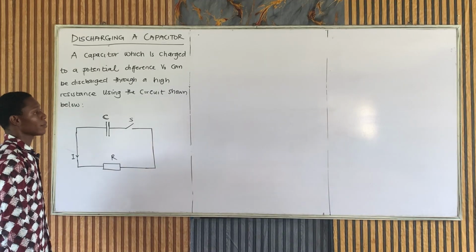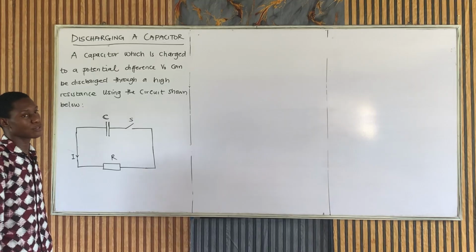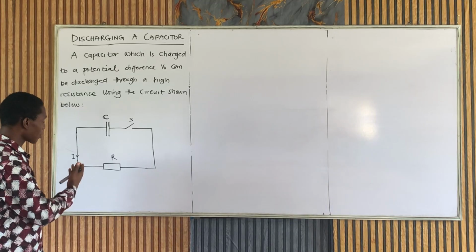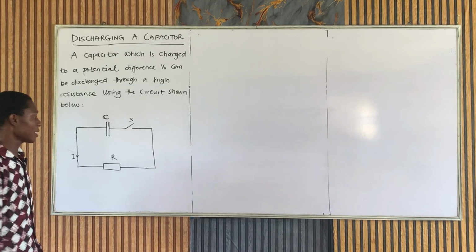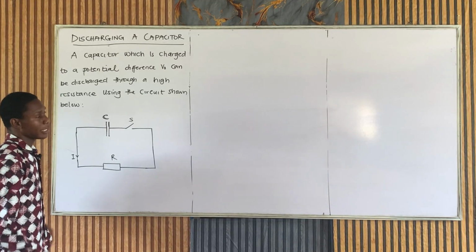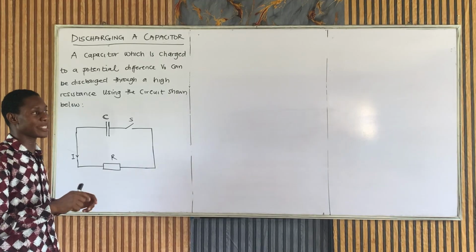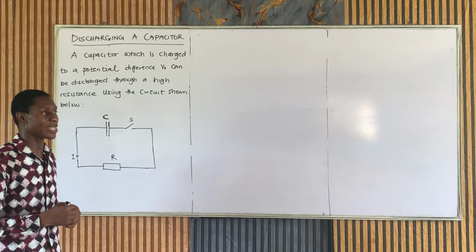Discharging a capacitor. A capacitor which is charged to a potential difference V0 can be discharged through a high resistance, as we can see in the circuit below. So this is how the circuit diagram is while discharging a capacitor. It's important to know that there's a relationship for the voltage, current, and charge in that capacitor after being discharged.